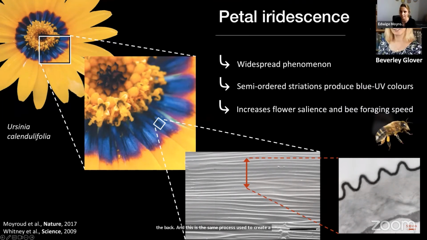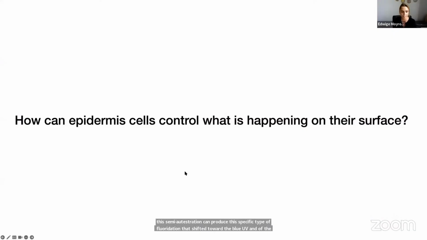And during my postdoc in the lab of Beverly Glover, we showed that this is actually quite a widespread trick that is used by a range of flowering plant species across the phylogenetic tree of angiosperms. And these semi-ordered striations can produce this specific type of iridescence that is shifted toward the blue UV end of the spectrum. And this signal can increase flower salience and bee foraging. But the next question is really, how can epidermis cells control what is happening on their surface?